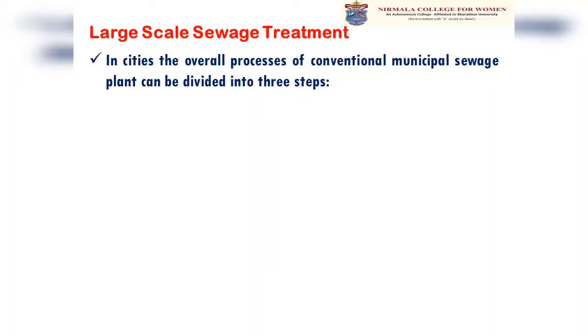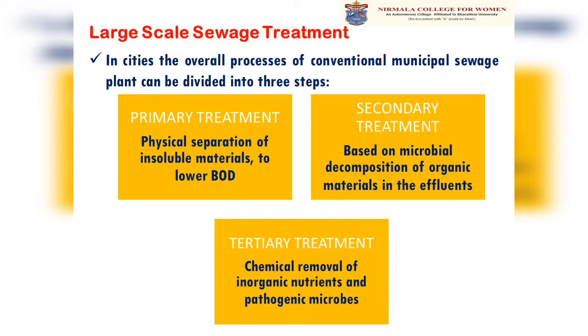Next is large scale sewage treatment. In cities, the overall processes of a conventional municipal sewage plant can be divided into three steps. They are primary treatment, secondary treatment and tertiary treatment. In primary treatment, physical separation of insoluble materials to lower the BOD is done. Secondary treatment is based on microbial decomposition of organic materials in the effluents. In tertiary treatment, chemical removal of inorganic nutrients and pathogenic microbes is carried out.